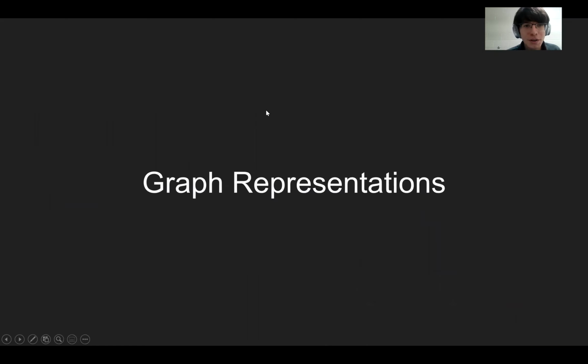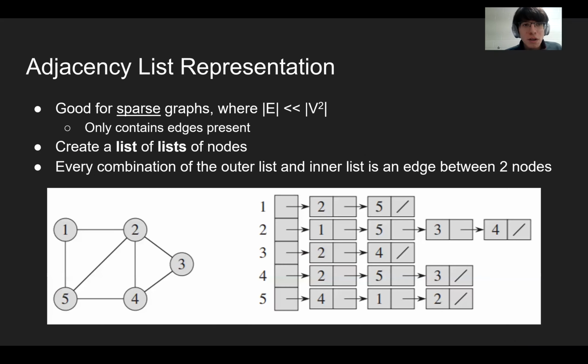Okay, moving on. Now graph representations. This is how we represent graphs in code. The first way we can do it is with adjacency lists. This is good for sparse graphs, where the number of edges is a lot less than the number of vertices squared, because the most edges we can possibly have in a graph is on the order of V squared.